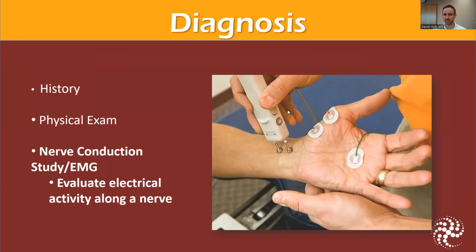A nerve conduction test or EMG, they're related but different, is basically a way to test your nerves. Nerves pass electrical activity to lead to their actions, such as sensation or motor function. And so these tests can evaluate that electrical activity and determine where your nerve is compressed, how badly it's compressed, and whether there is any nerve damage or potentially any other or alternative diagnoses that may be causing some of the symptoms in your hand.